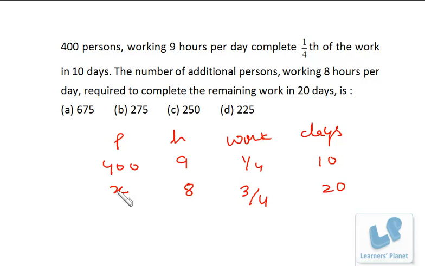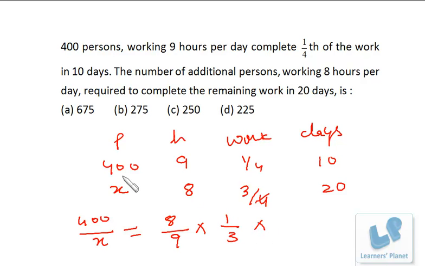Okay, now we have to find out the number of persons, so let it be at left hand side. Now what is the relationship between persons and hours? Definitely it will be inverse relationship. That means both of them will be in inverse variation. If more persons are there, less number of hours will be required. So if it is 400 by X, it will be 8 by 9. Okay. Now what is the relationship between persons and work? It will be direct. If more work is there, more persons are required. So it is 1 by 3, since 4 and 4 will get cancelled.